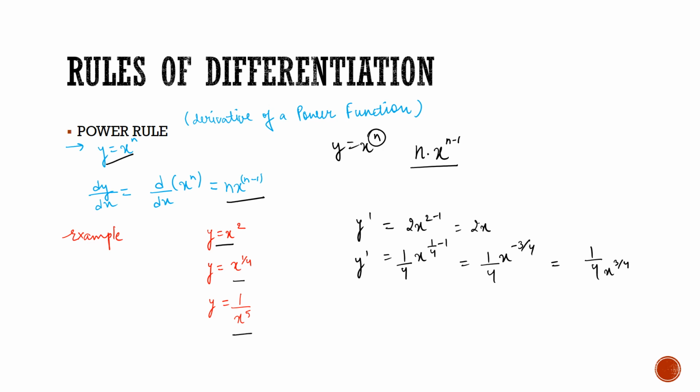Similarly, for y equals 1 by x to the power 5, this can be written as y equals x to the power minus 5. So here y dash comes out to be minus 5 x to the power minus 5 minus 1, which is minus 5 x to the power minus 6, which can be simplified as minus 5 by x to the power 6. Hope this is clear. Now let's go to the next rule.